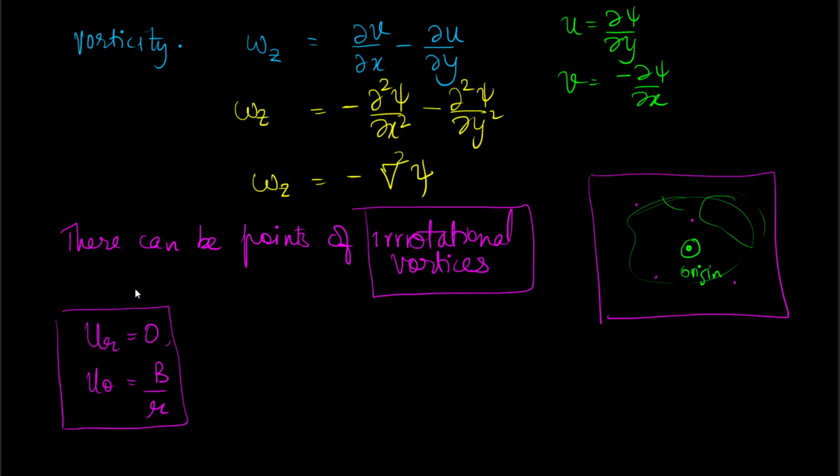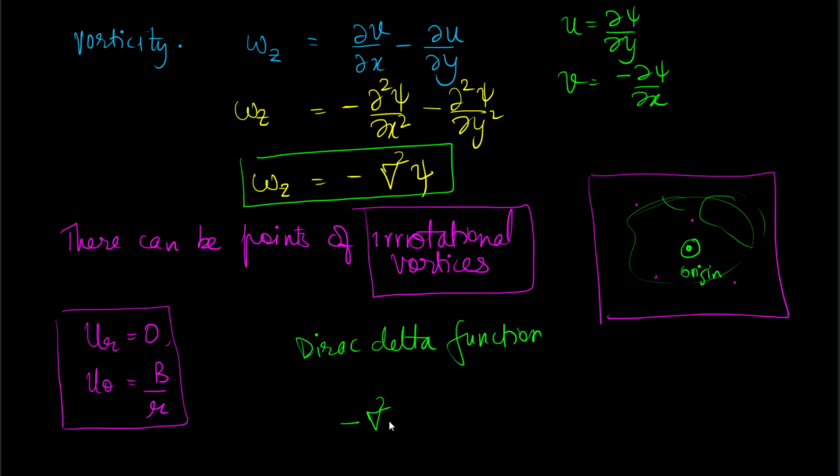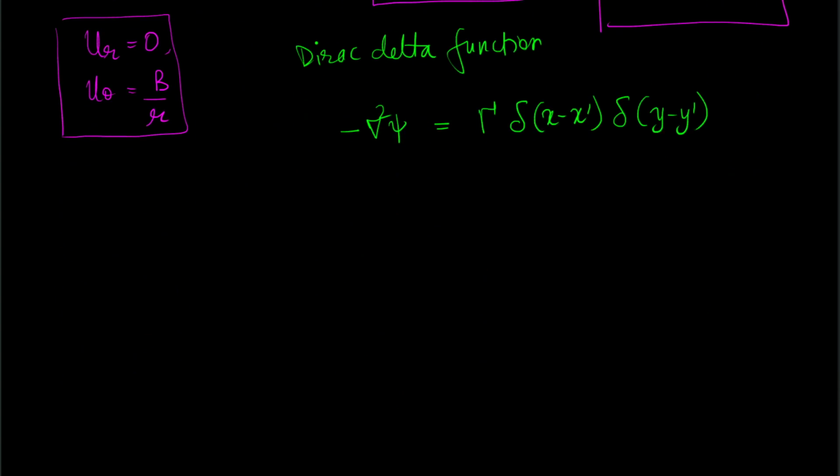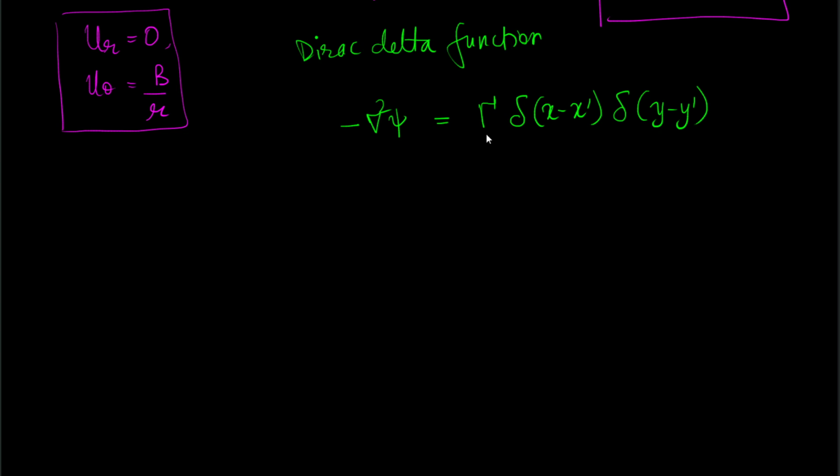So in order to accommodate the presence of such singular points, we can write down this particular expression in terms of a Dirac delta function. So we can write minus Laplacian of psi is equal to gamma times delta of x minus x prime delta of y minus y prime. So the Dirac delta function is used to pinpoint the location of such a vortex. So what is the Dirac delta function? The delta of x minus x prime will be infinite at x equal to x prime, and it will be 0 everywhere else.